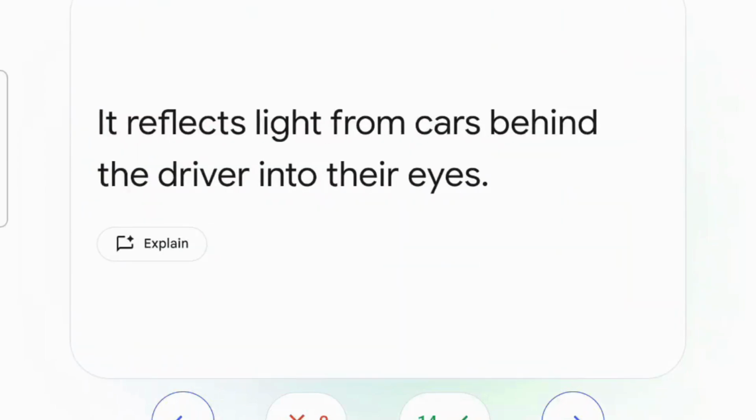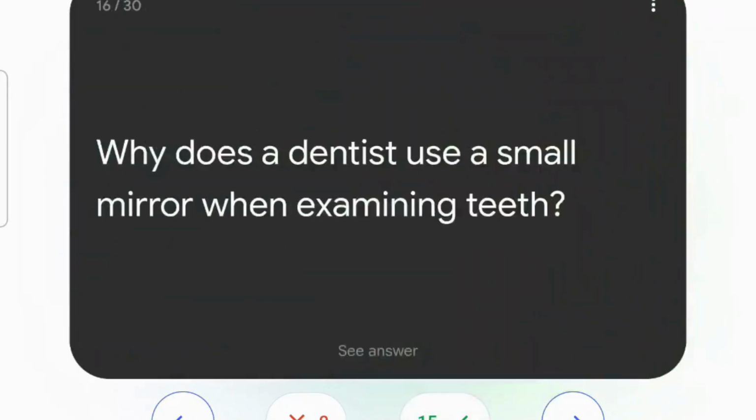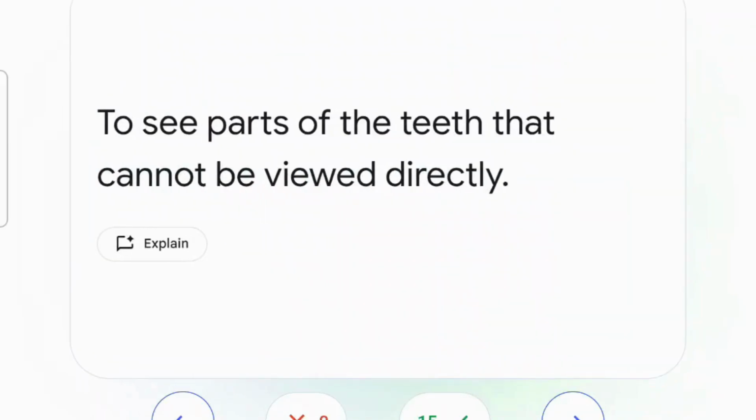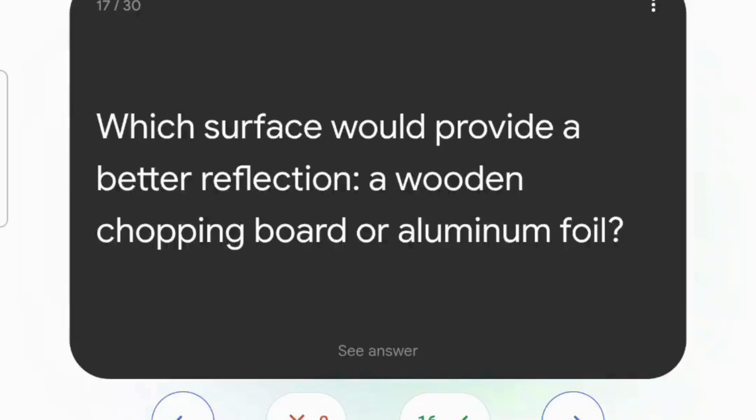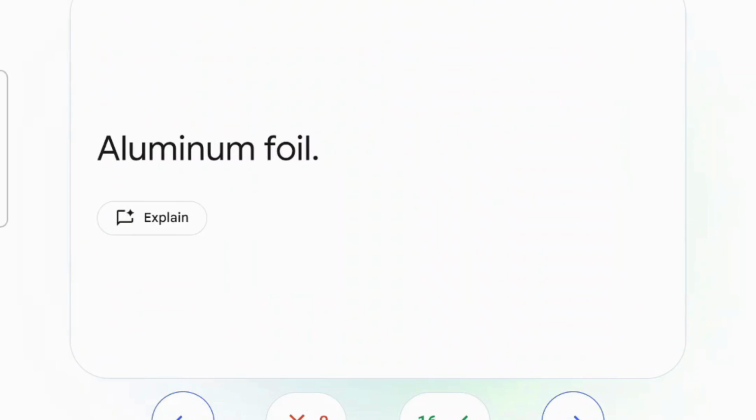How does a car's rear view mirror assist a driver? It reflects light from cars behind the driver into their eyes. Why does a dentist use a small mirror when examining teeth? To see parts of the teeth that cannot be viewed directly. Which surface would provide a better reflection, a wooden chopping board or aluminum foil? Aluminum foil.